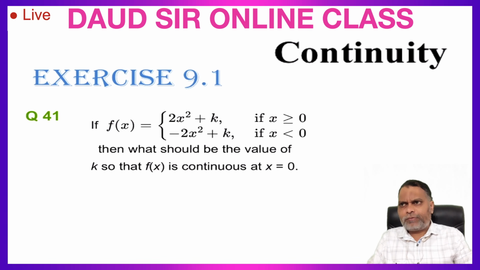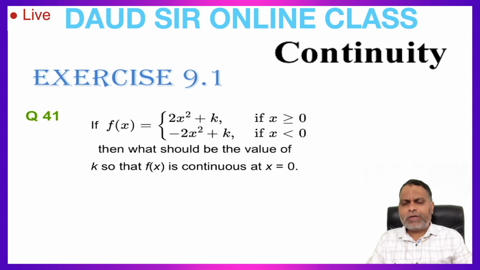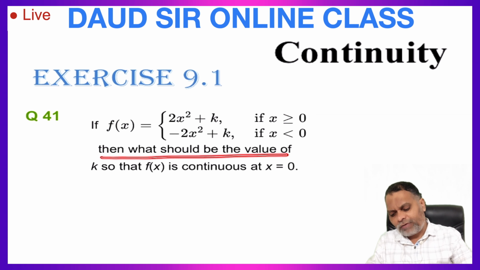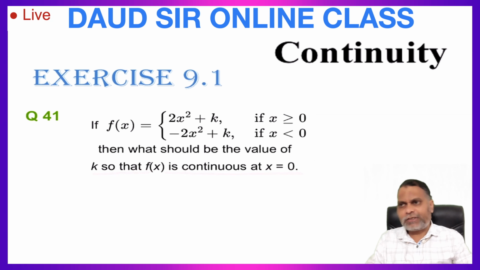Dear students, today continuity of R.D. Sharma class 12th exercise 9.1 question number 41. If f of x is equal to 2x square plus k if x is greater than or equal to 0, f of x is equal to minus 2x square plus k if x is less than 0, then what should be the value of k so that f of x is continuous at x is equal to 0?